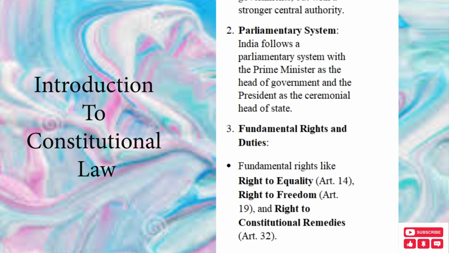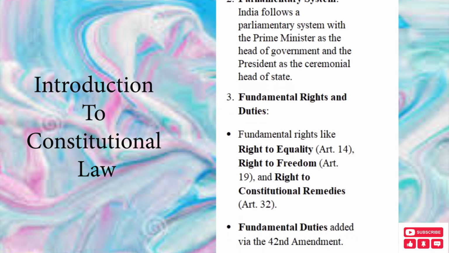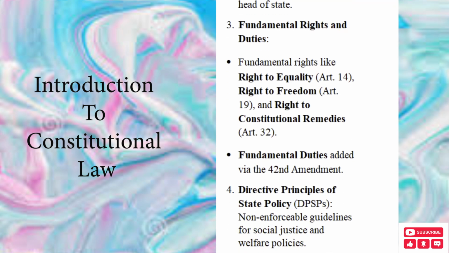3. Fundamental rights and duties. One of the most crucial sections of the Indian Constitution is Part 3, which deals with fundamental rights. These are similar to the Bill of Rights in the U.S. Constitution and include right to equality, Article 14, right to freedom, Article 19, right to freedom of religion, Article 25, and right to constitutional remedies, Article 32, which allows citizens to approach the Supreme Court if their rights are violated. Interestingly, the Constitution also lists fundamental duties under Part 4A, added by the 42nd Amendment in 1976. While fundamental rights are enforceable in court, duties are more like moral obligations for citizens.